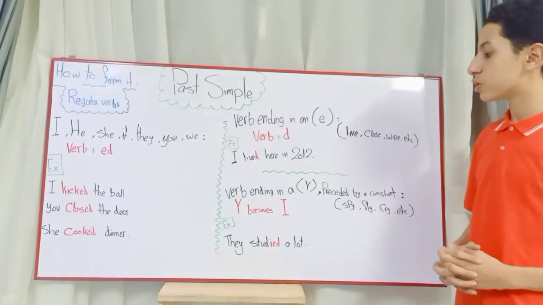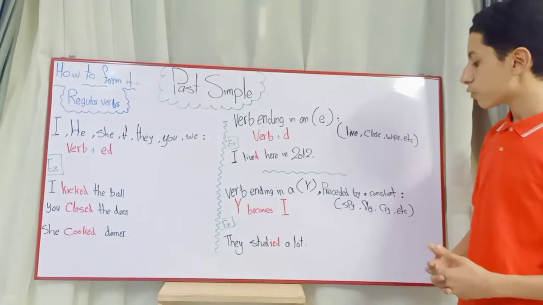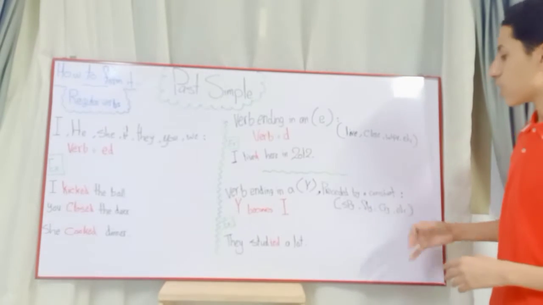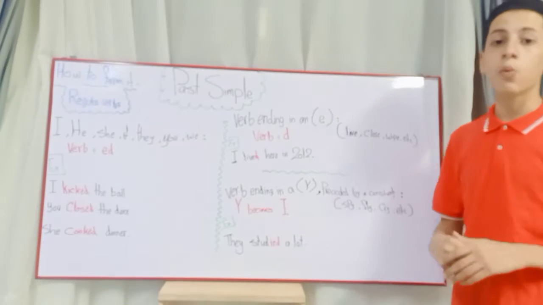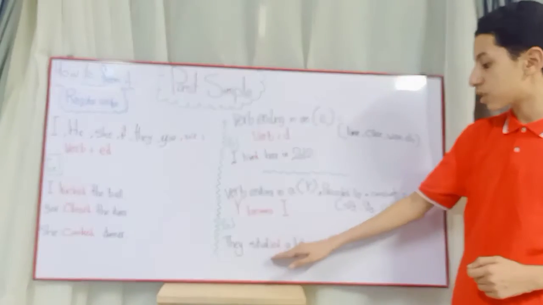And you gotta be careful with the verbs ending in a Y and preceded by a consonant. For example, spy, fly, cry, etc. So here the Y becomes an I. For example, they studied a lot.